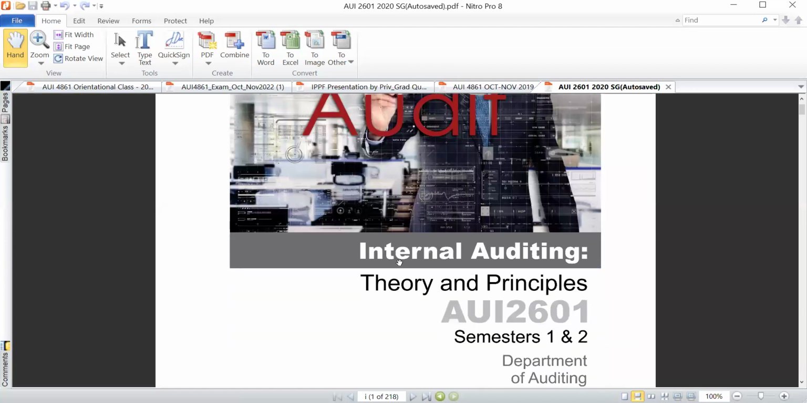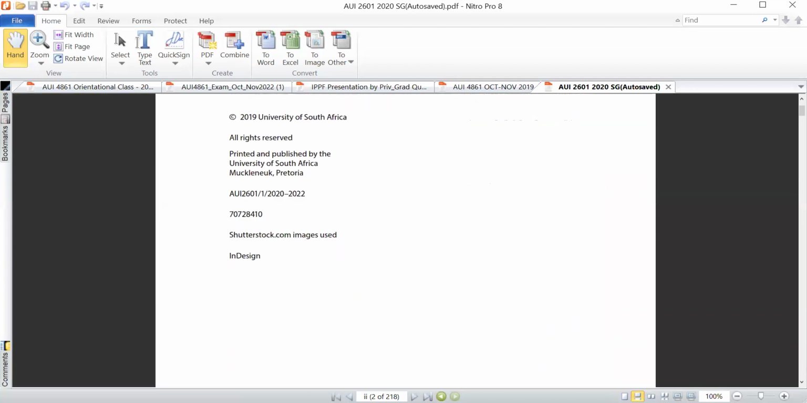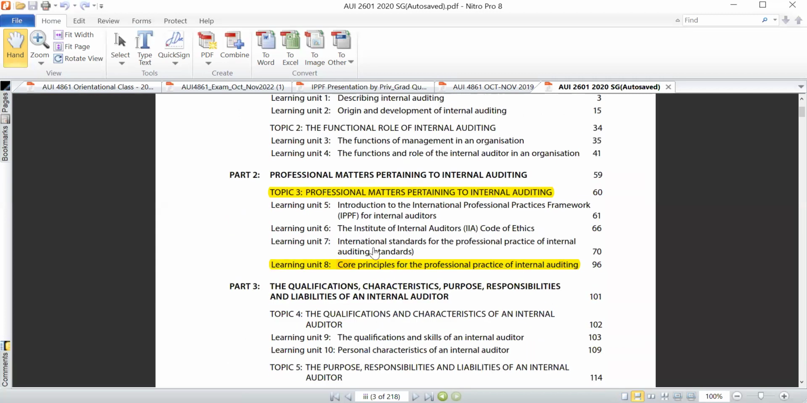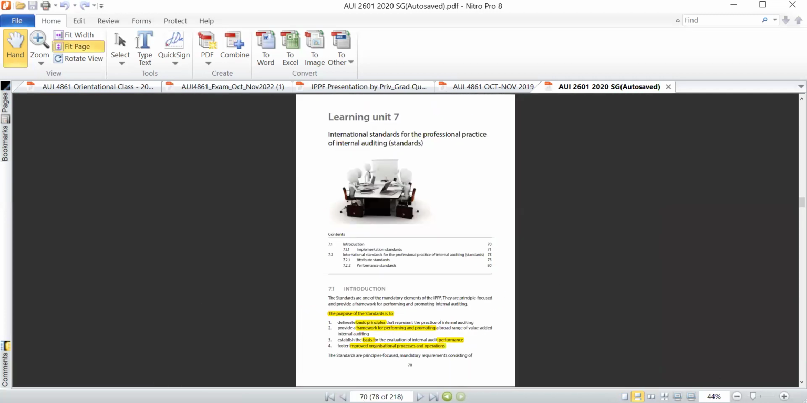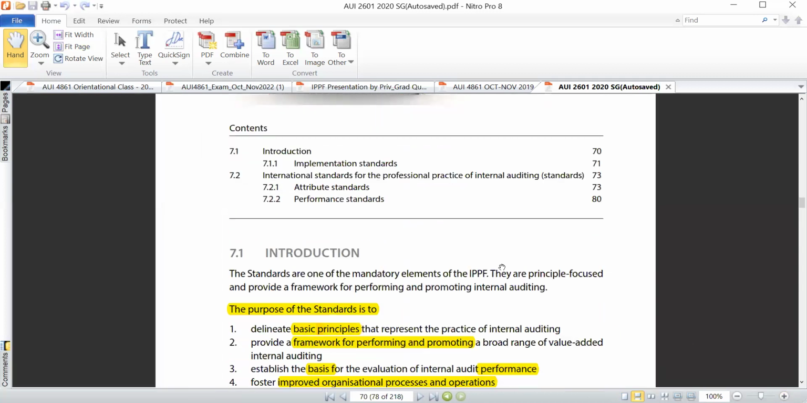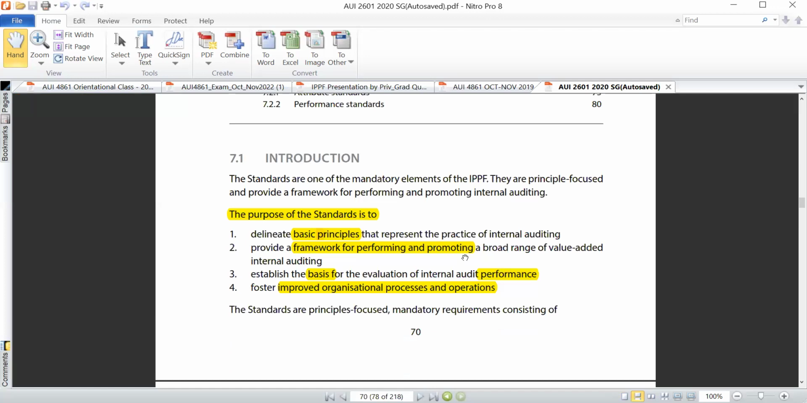So this is the AUI 2601 study guide. And in this, I would like to take you through the IPPF standards, just so that at least you can see some bit of detail there. But I've also summarized some of those with footnotes. So you discover as I take you through some of those standards, there are footnotes, summaries that I've presented to help you understand the standards better.